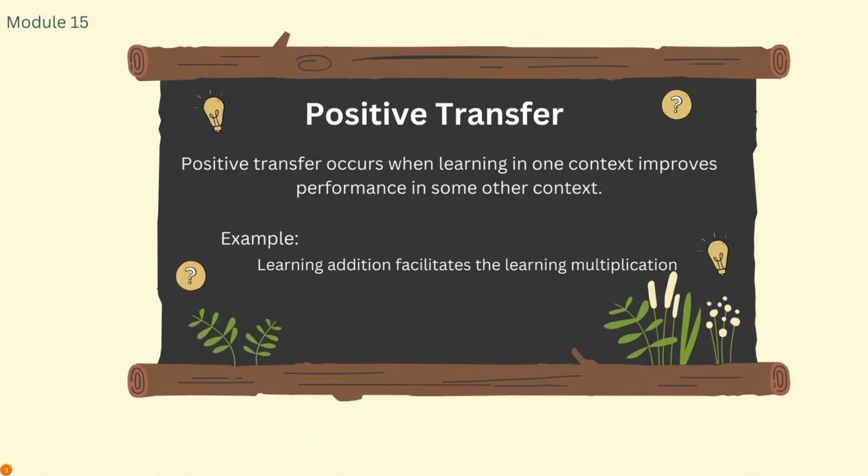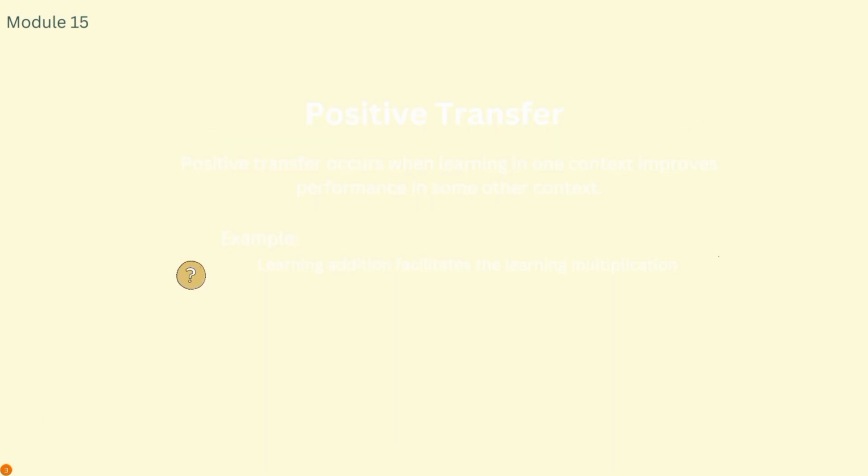First is the positive transfer. A positive transfer takes place when the learning of a particular task facilitates the subsequent learning of another task. In other words, when learning in one situation facilitates the learning in another situation, it is a positive transfer. Example, learning addition facilitates the learning of multiplication.